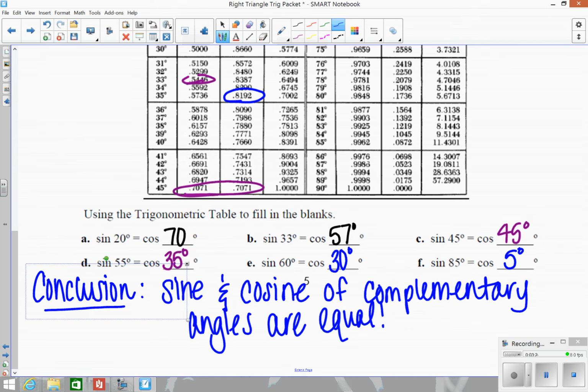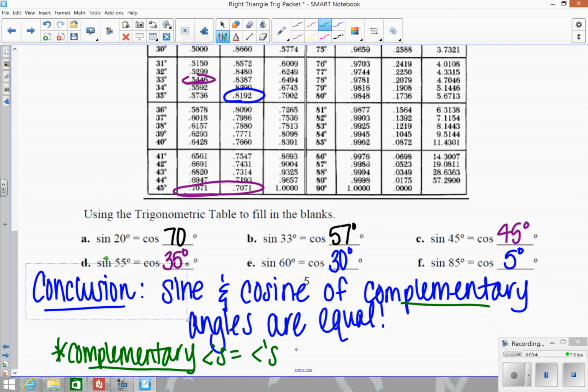So just to refresh your complementary, you might want to add that definition down here. So complementary angles means angles that add to 90 degrees. It's really two angles that add to 90 degrees. So let me say two angles that add to 90 degrees.